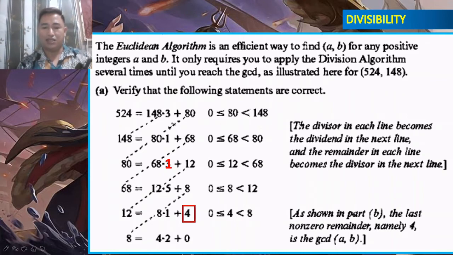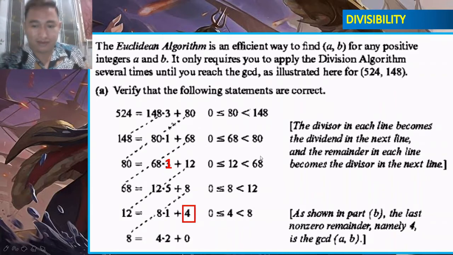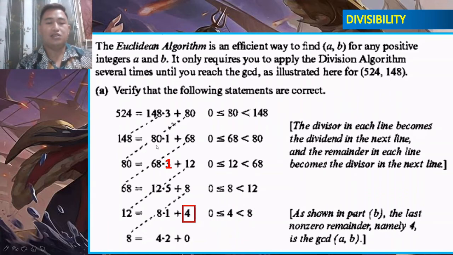Okay. Now, class, the divisor in each line becomes the dividend in the next line. So 148, the divisor, is now the next dividend. And then the remainder in each line becomes the next divisor in the next line. So the remainder 80 becomes the divisor. So 148 is equal to 80 times 1 plus 68. Then 68 is the remainder. So 80 is now the dividend, and 68 is now the divisor.